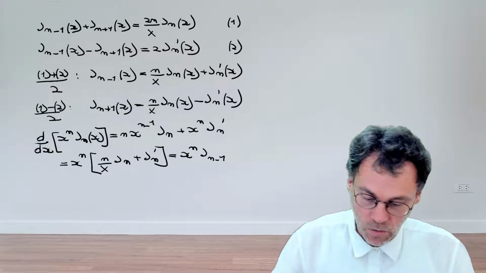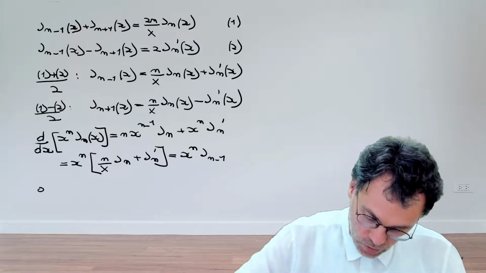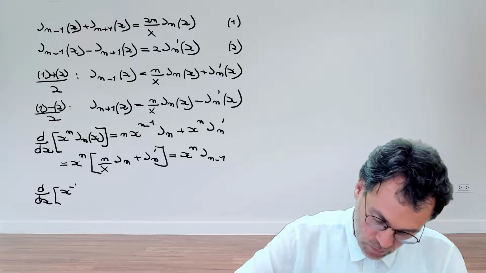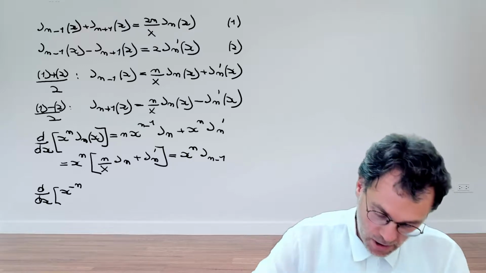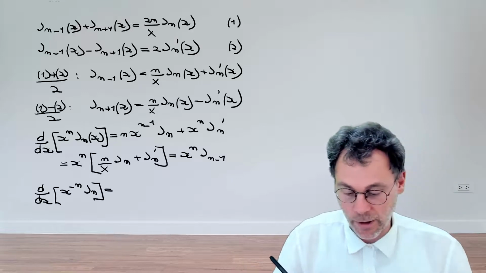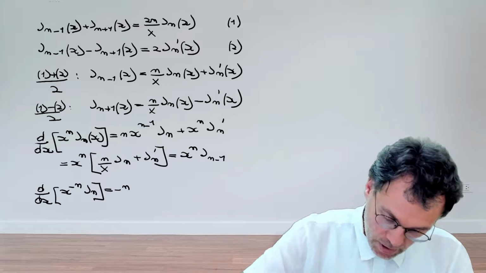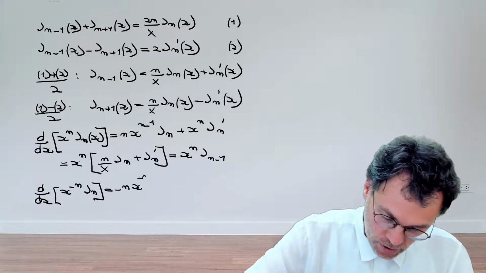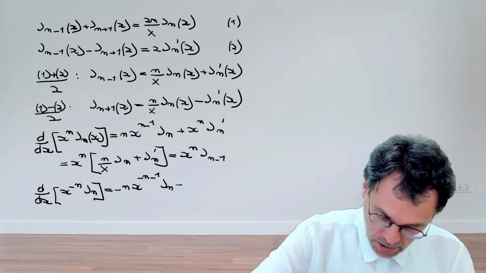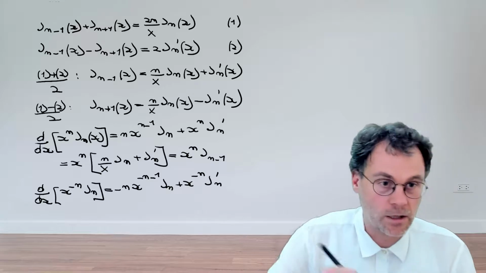Finally, with negative powers of x, we need to show something related to x^(-n) J_n. It proceeds in a very similar way. Again, the first step is the chain rule: minus n x^(-n-1) J_n plus x^(-n) J_n'.